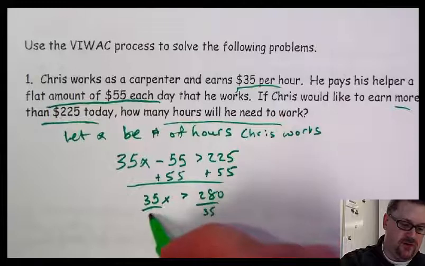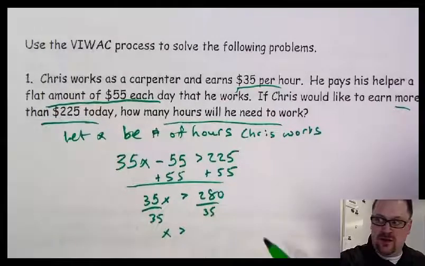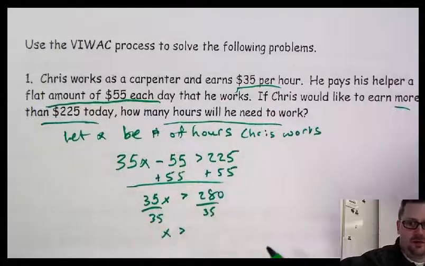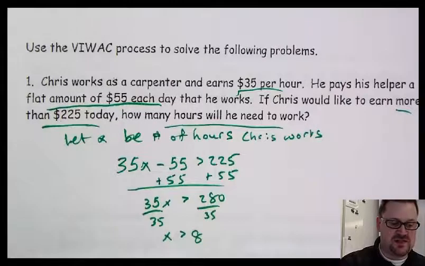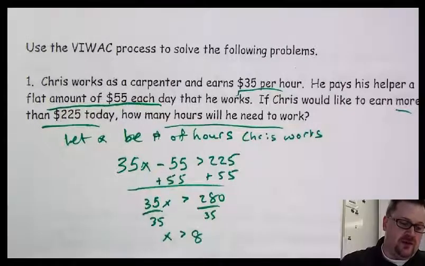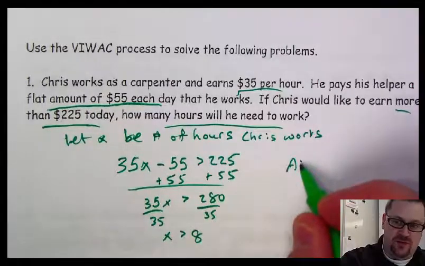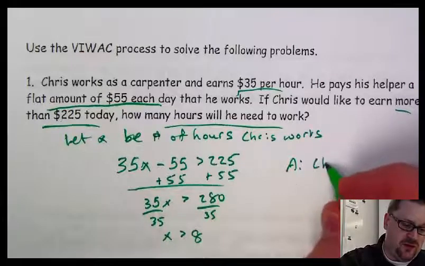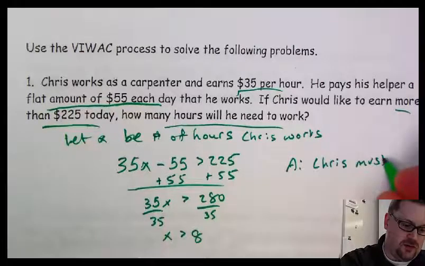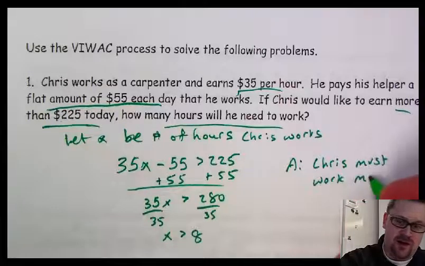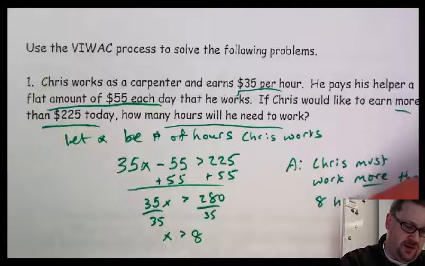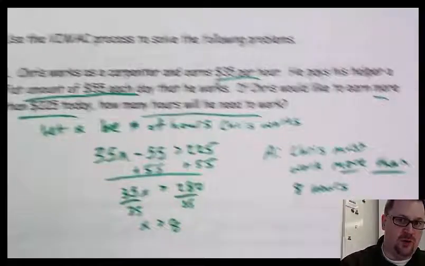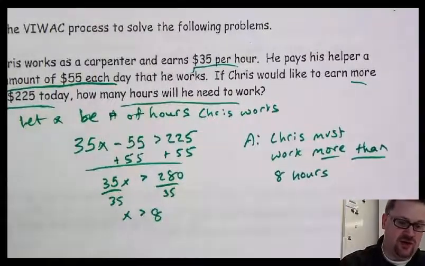Divide by 35. And x is going to be, let's see, 280 divided by 35 is 8. But notice it says x is greater than 8. So when I write my answer to this, please make sure to say that Chris must work more than 8 hours. Keep in mind that if he actually works 8 hours, it won't be enough. This says it has to be greater than.